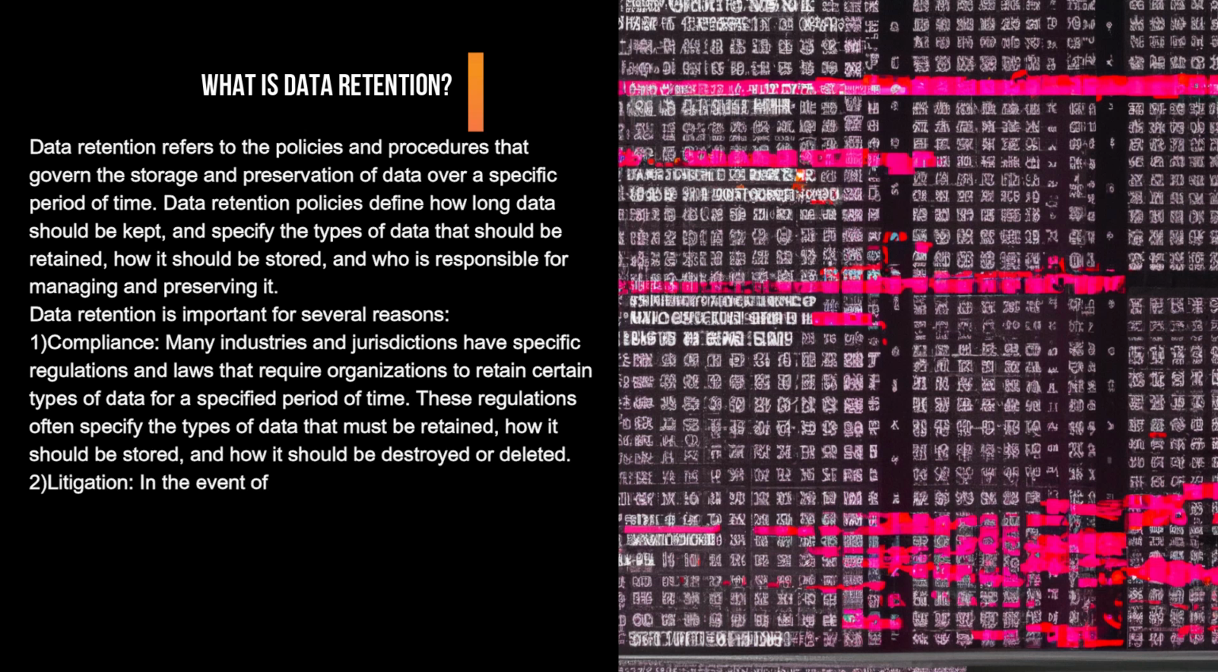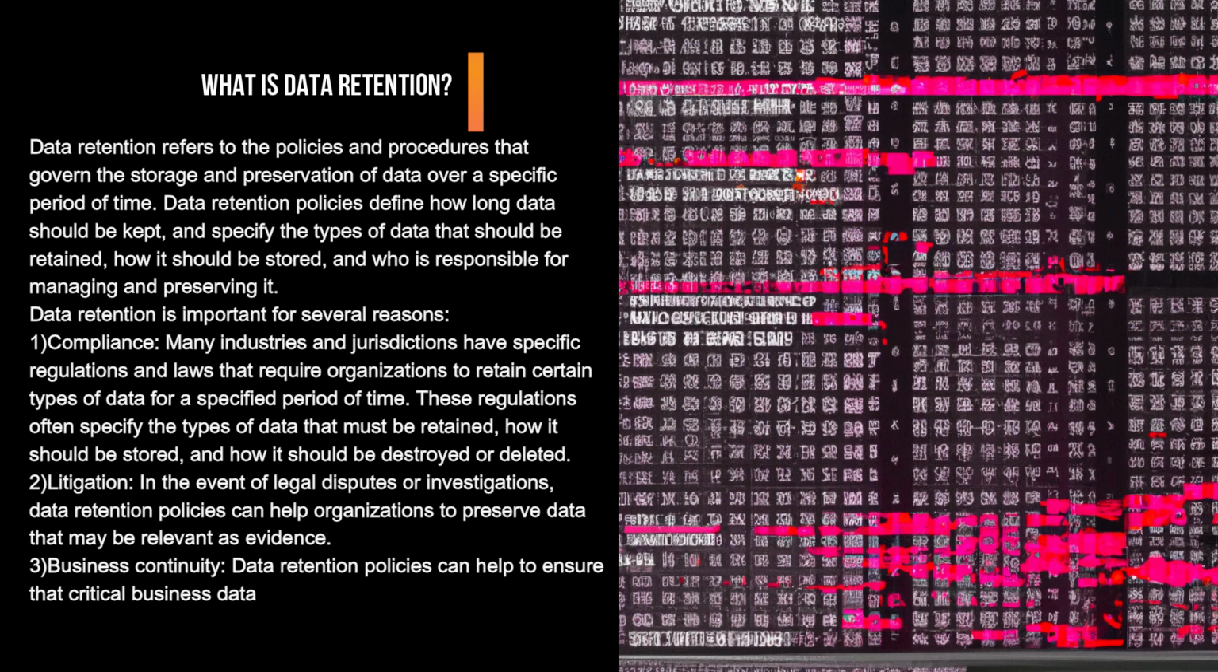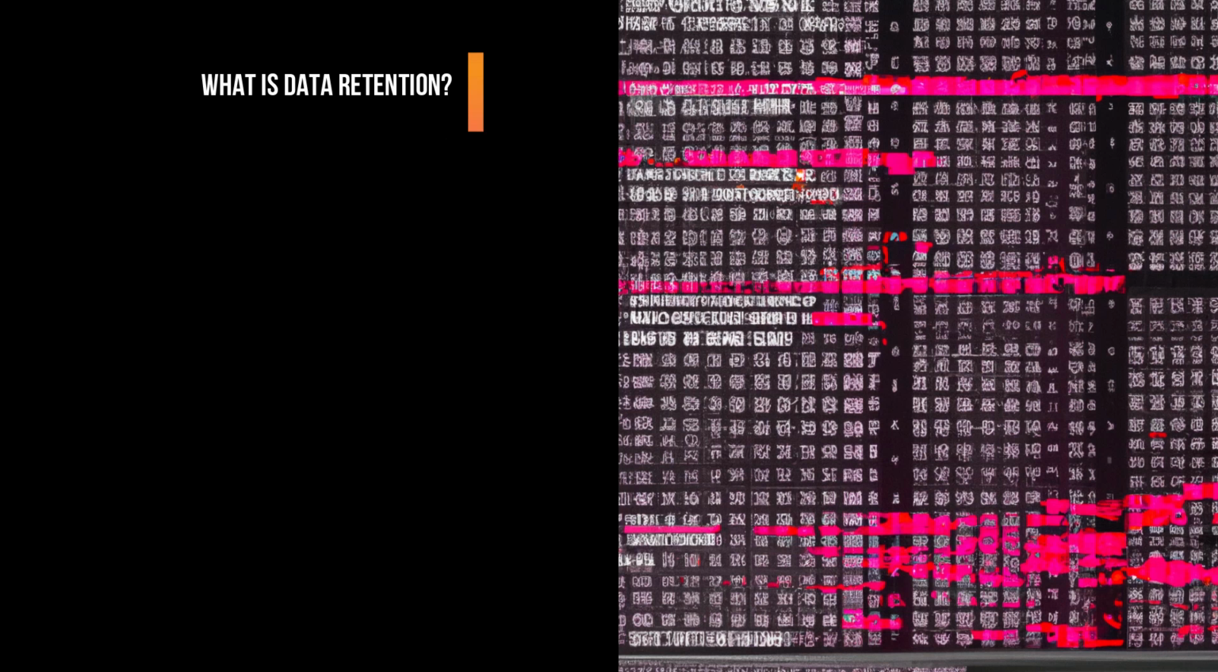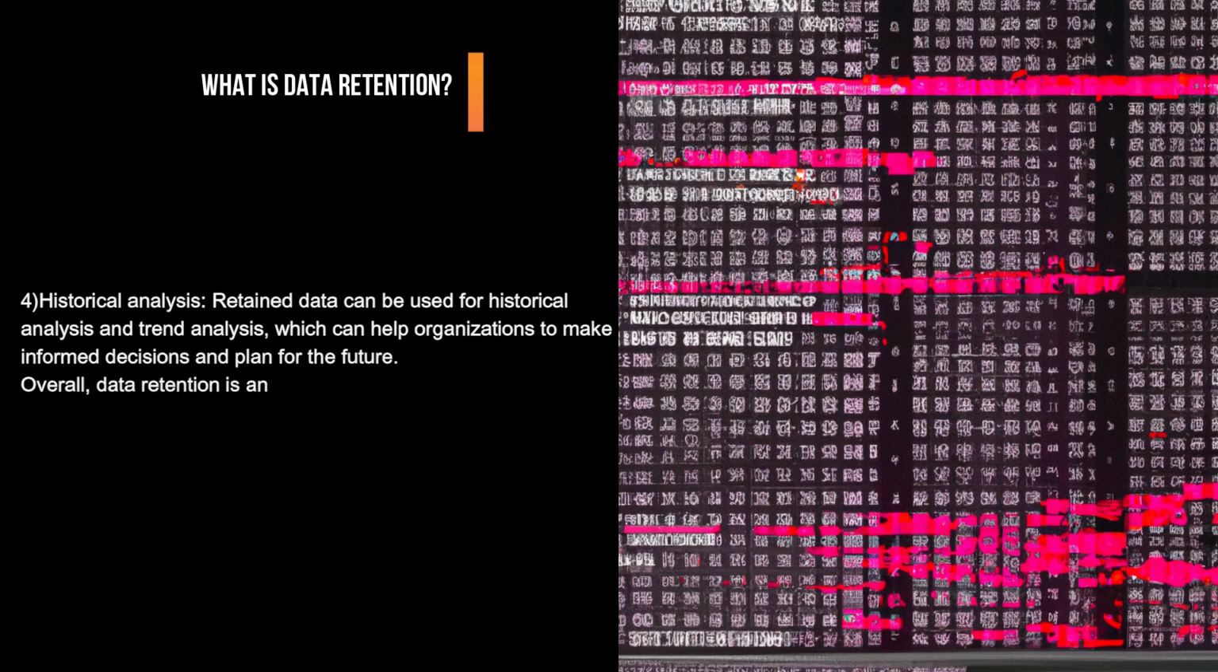These regulations often specify the types of data that must be retained, how it should be stored, and how it should be destroyed or deleted. 2. Litigation. In the event of legal disputes or investigations, data retention policies can help organizations to preserve data that may be relevant as evidence. 3. Business continuity. Data retention policies can help to ensure that critical business data is preserved in the event of disasters, equipment failures, or other disruptions. 4. Historical analysis. Retained data can be used for historical analysis and trend analysis, which can help organizations to make informed decisions and plan for the future.